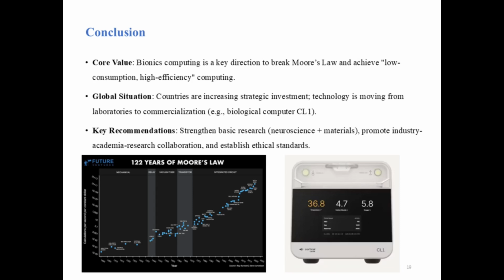In conclusion, bionic computing offers a key solution to overcoming the limitations of Moore's law and achieving low-consumption, high-efficiency computing. Globally, strategic investment is increasing, and technology is moving from the lab to commercialization. To move forward, we must strengthen basic research, promote collaboration, and establish ethical standards.